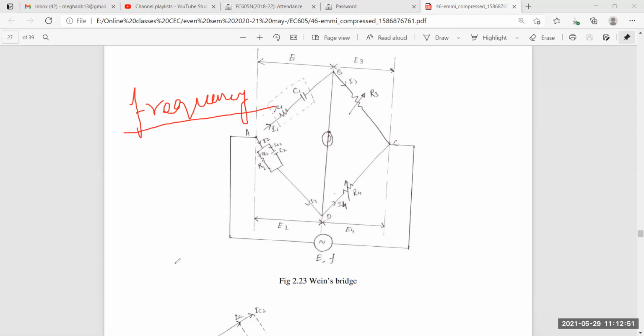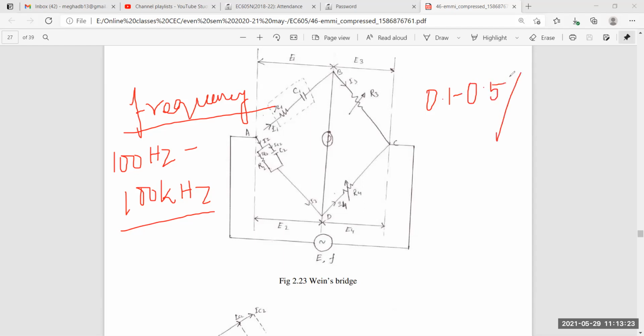The bridge measures frequency from near about 100 hertz to 100 kilohertz. This is the measuring capability of the Wien bridge. And the accuracy of the bridge lies between 0.1 and 0.5%. So this much accuracy it provides.